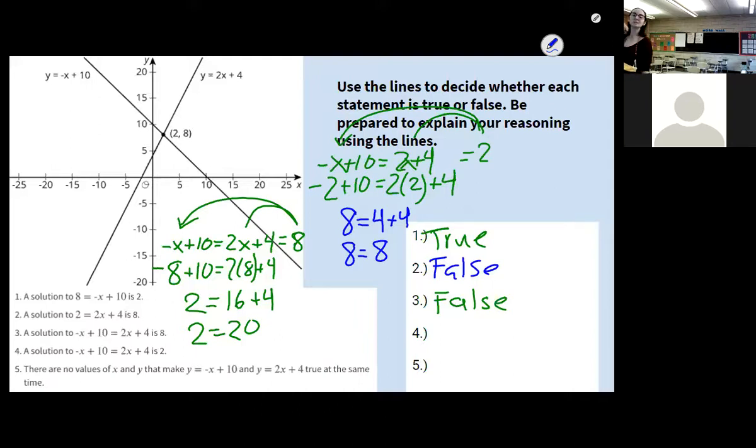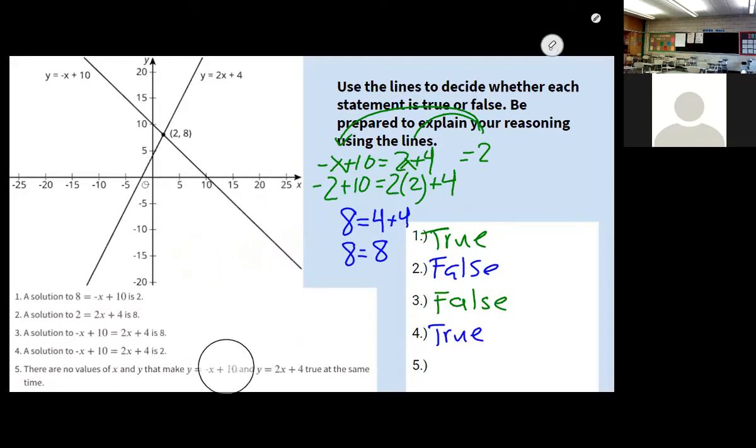Is that a true statement or false? Very good, Max. Very good, Ian. It is a true statement. Very good. Last one we're going to look at: there are no values for x and y that make y equals negative x plus 10 and y equals 2x plus 4 true at the same time. Is that true or false?